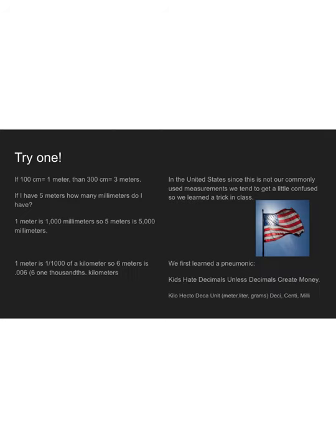So let's go ahead and try one. If I know there are 100 centimeters in 1 meter, then how many centimeters would there be in 3 meters? There'd be 300.